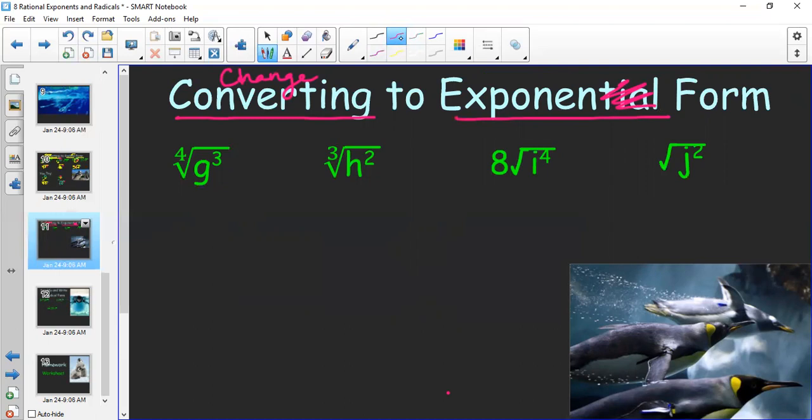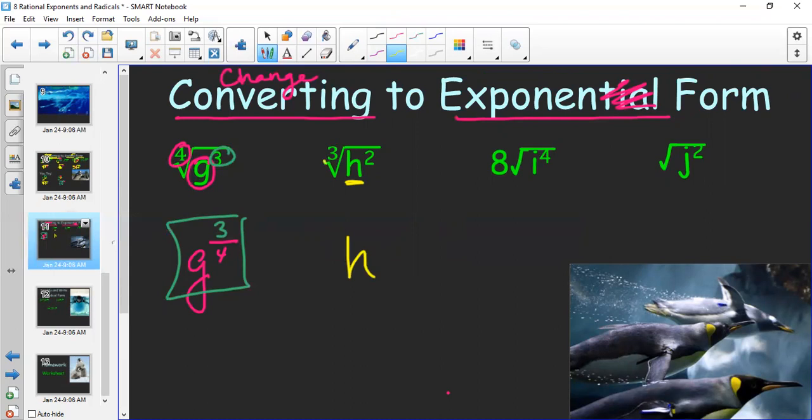Okay, so first off, we have to identify what the base is. So on this first one, our base is g. And if you remember, the denominator was the same as our index. So our denominator is 4. And our numerator was the same as the exponent. So this would be g to the 3/4 power. Okay, let's try another one. h was our base. Our index, our denominator, was 3. And then our exponent stays in the numerator. So h to the 2/3 power.